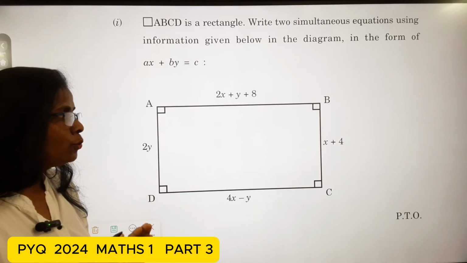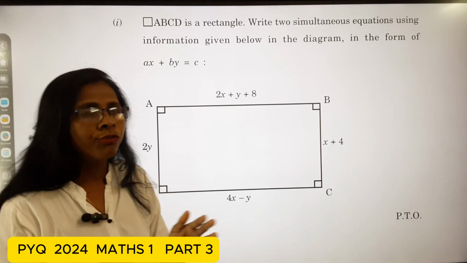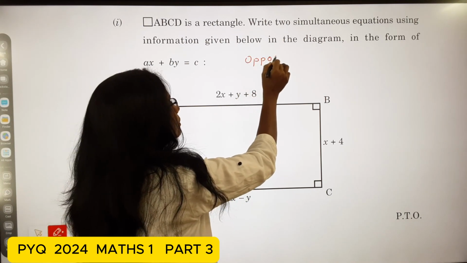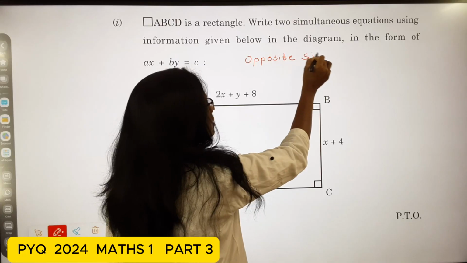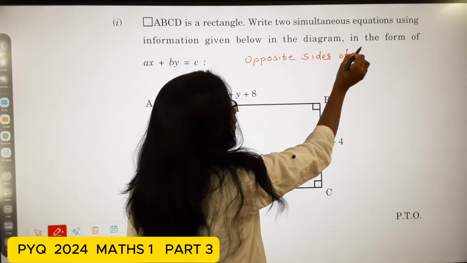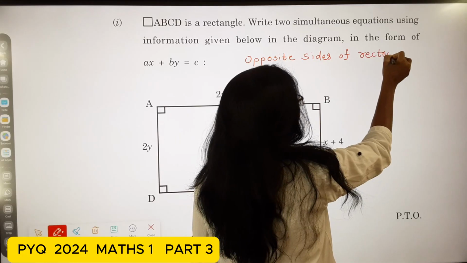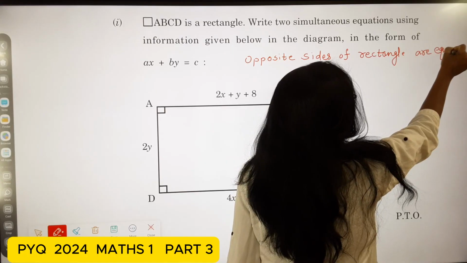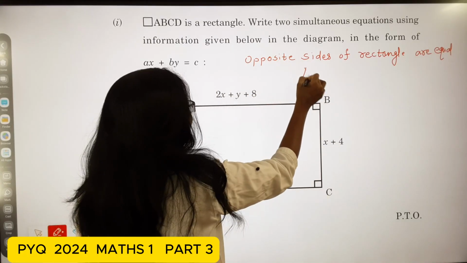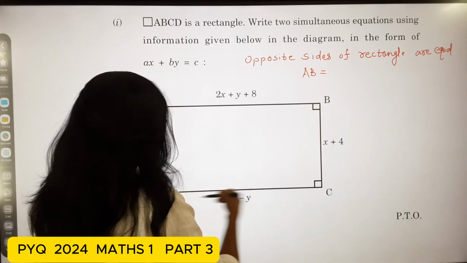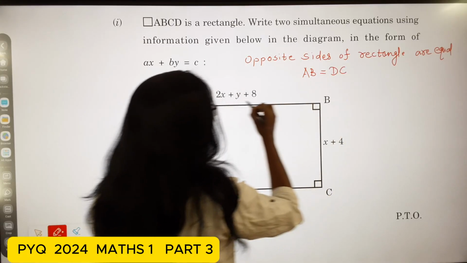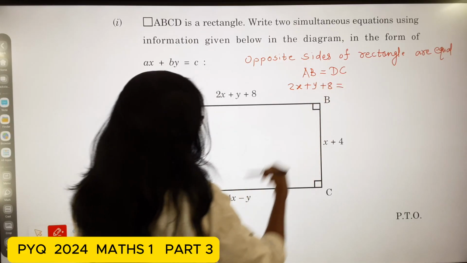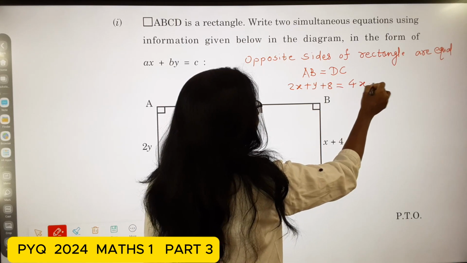So now here we know the rule for this rectangle, that is, the opposite sides of a rectangle are equal, and therefore here AB is equal to DC. So AB is 2x plus y plus 8 is equal to DC is 4x minus y, student.